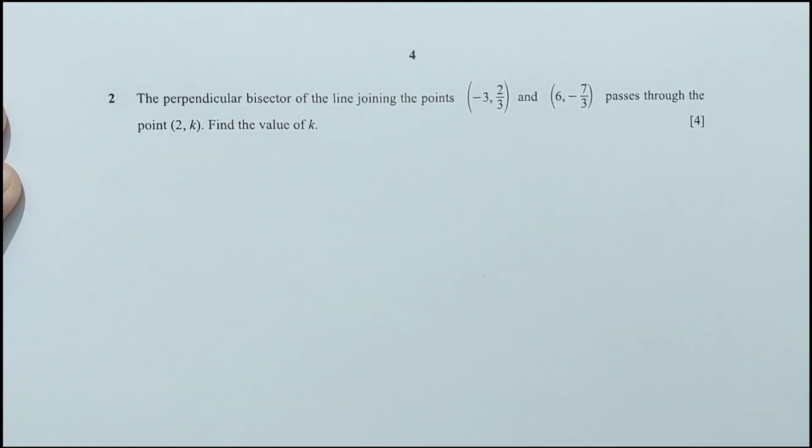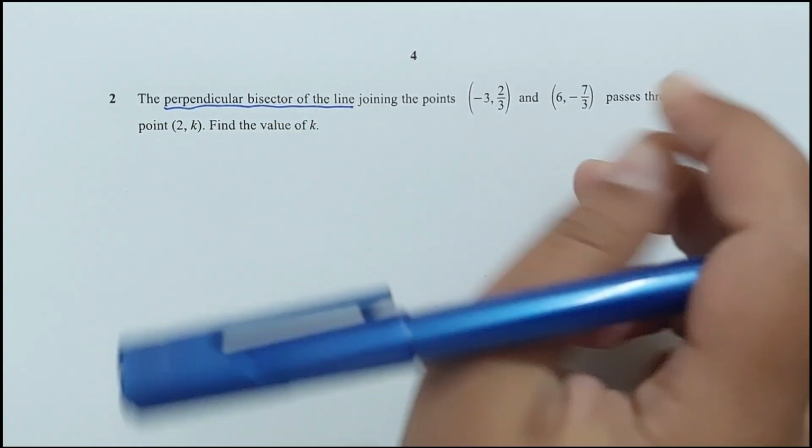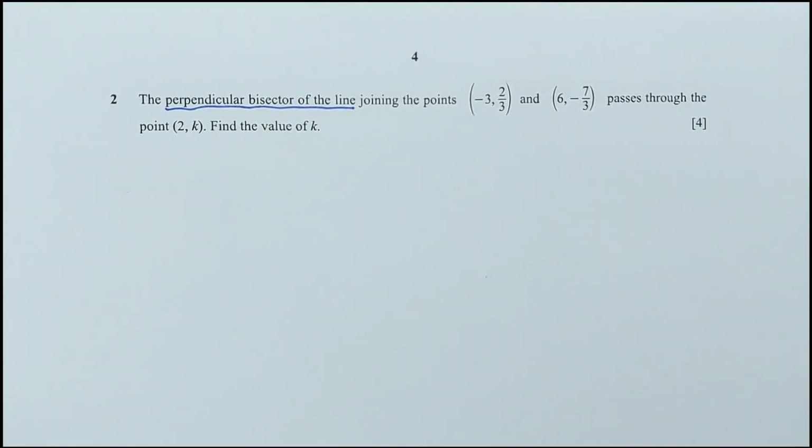Question number 2: the perpendicular bisector of the line joining the points passes through the point (2, k). Find the value of k, right? So first we have to find the perpendicular bisector of the line joining these 2 points. So we need the midpoint and we need the slope, right? So the first thing, we need the midpoint.